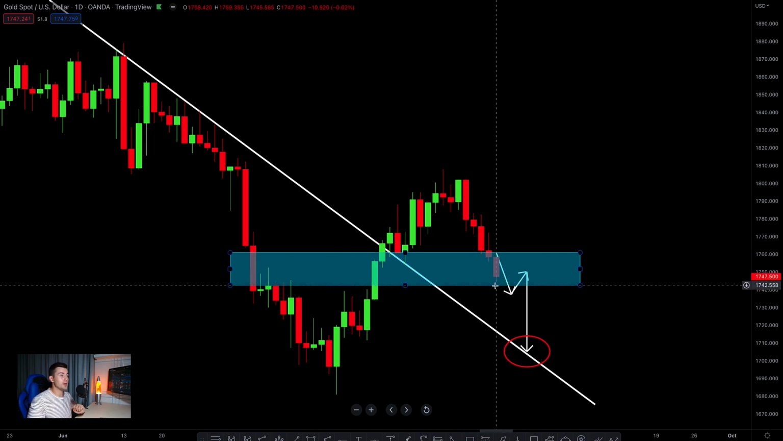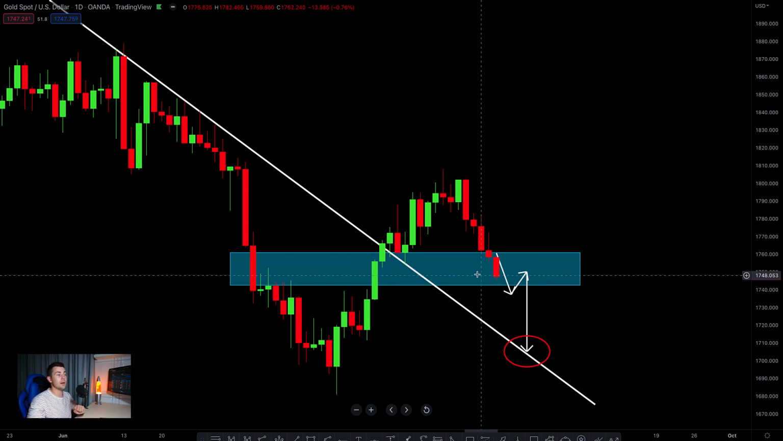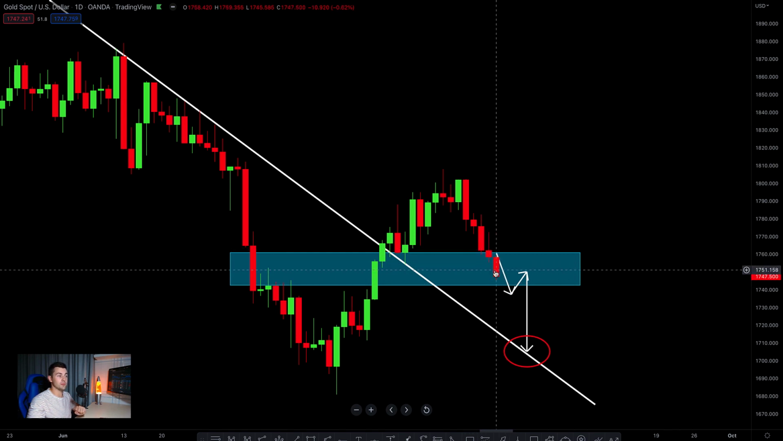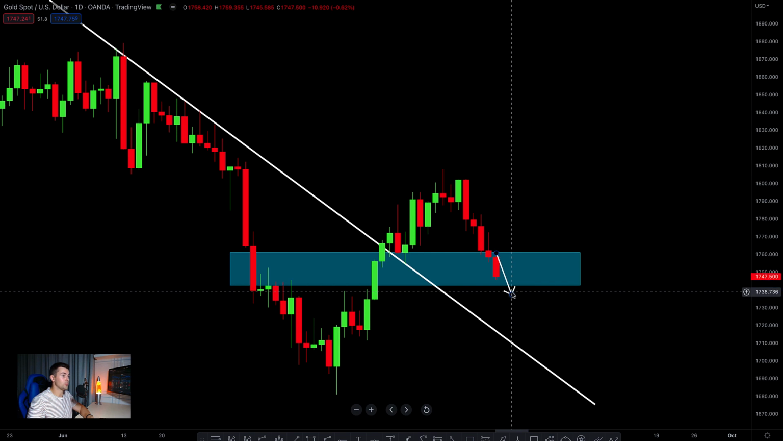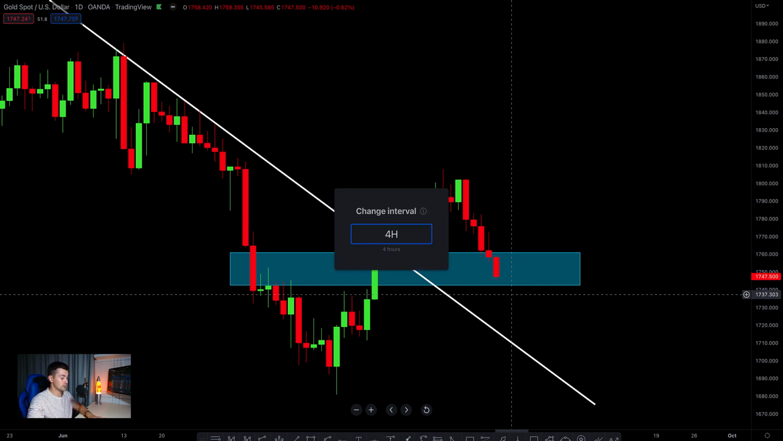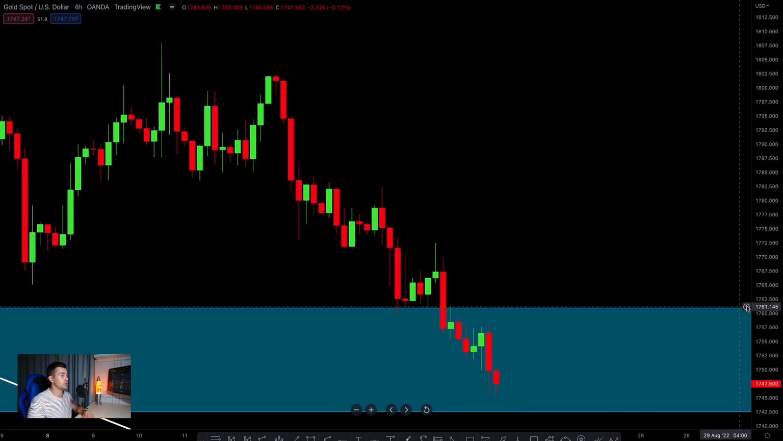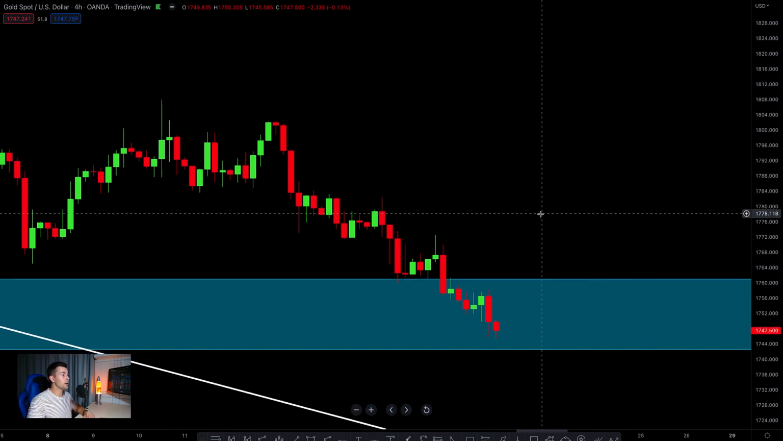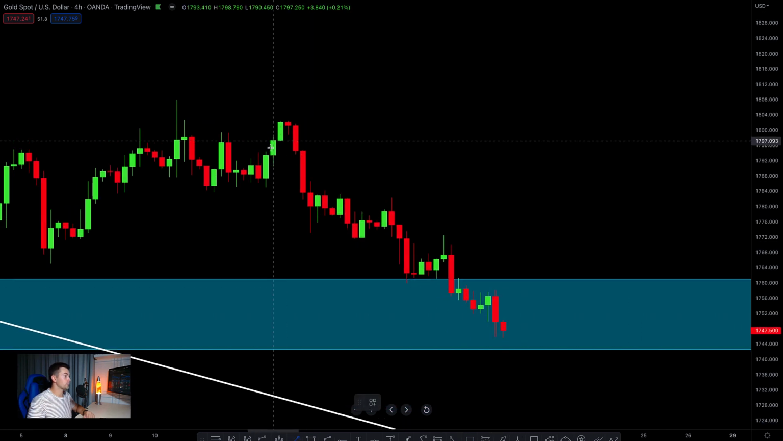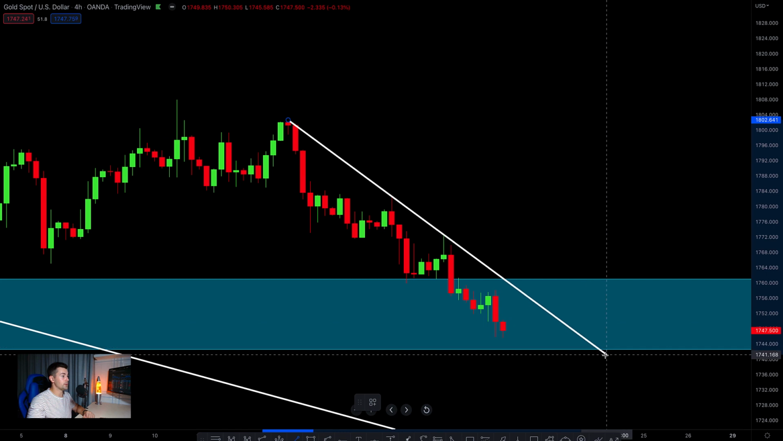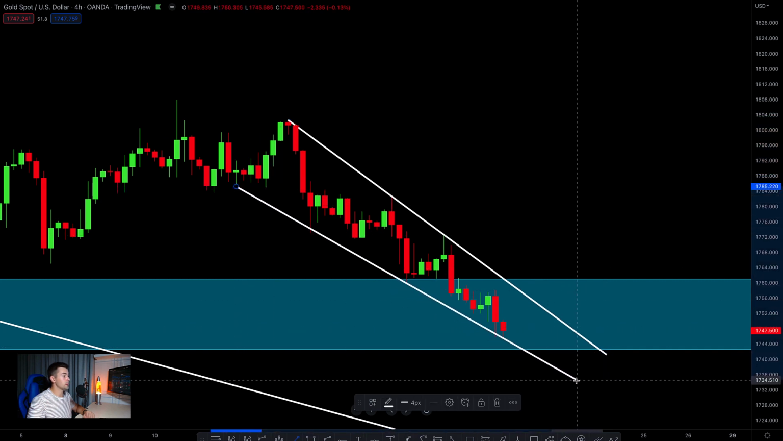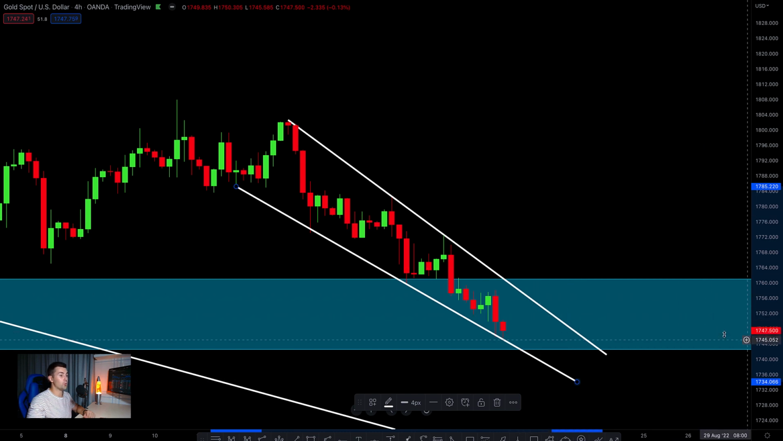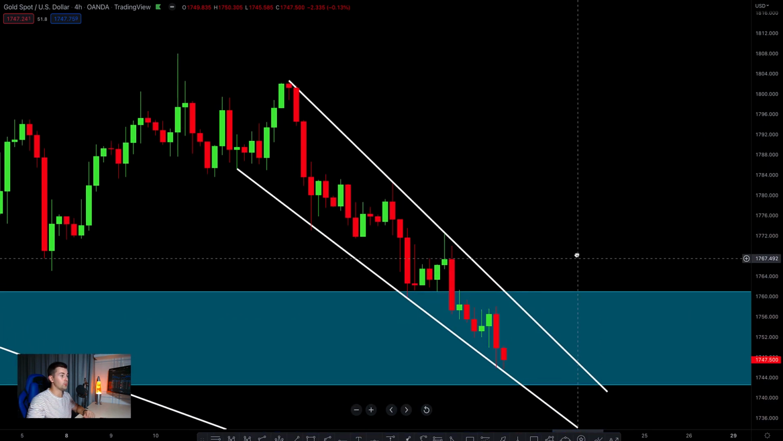Alternatively, traders, remember that the market may retrace, may bounce from that blue area. Let's briefly take a look what is happening on lower time frames, and let's discuss what can be our confirmation to buy gold. Opening a 4-hour time frame, what I see right here, traders, is that gold is currently trading within this falling wedge pattern. Yes, we have a very nice falling wedge right here.